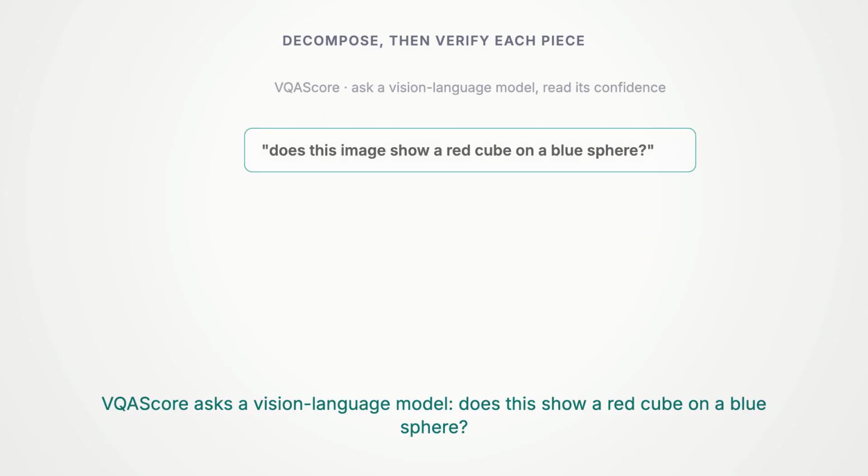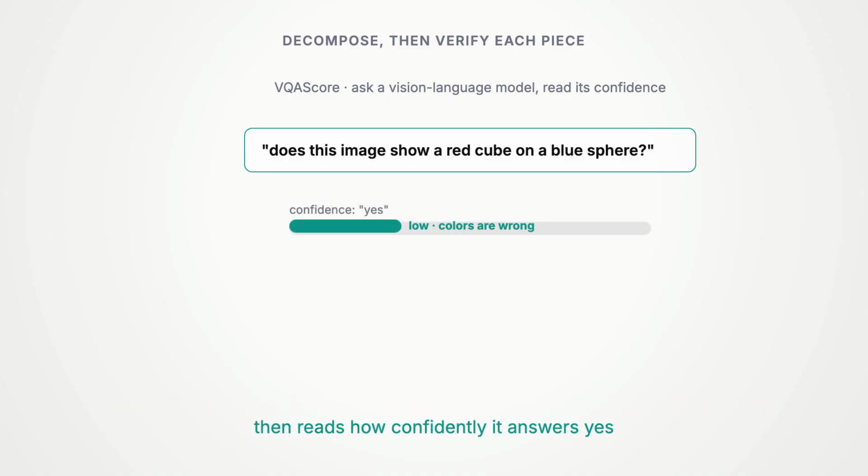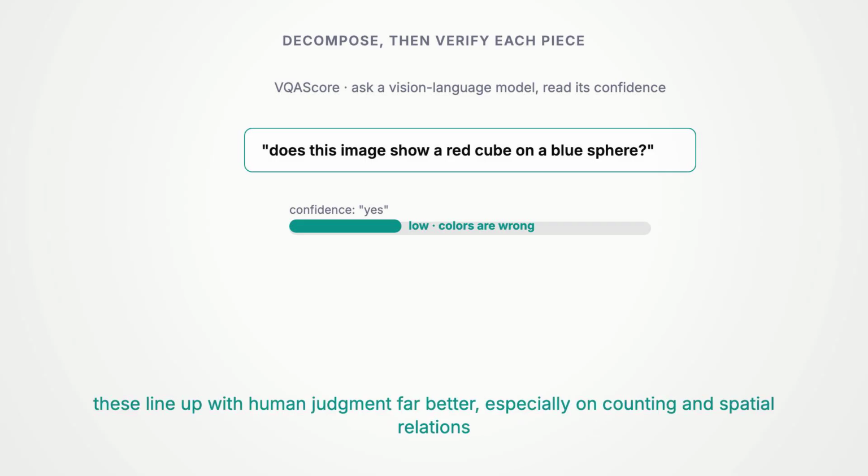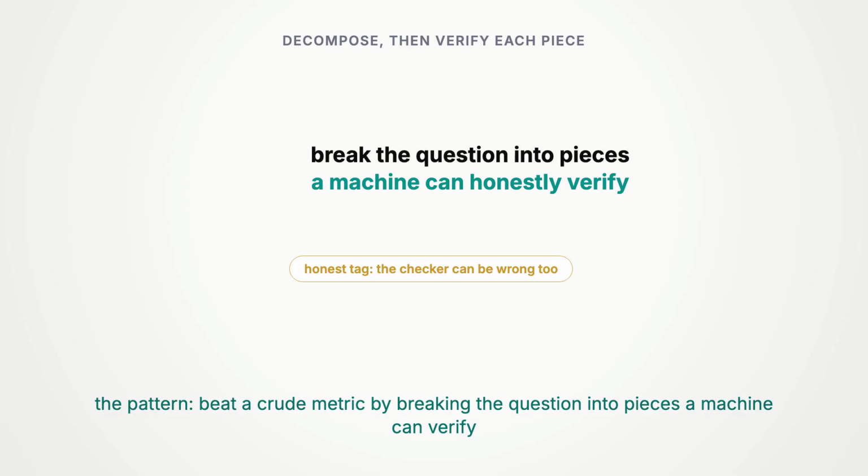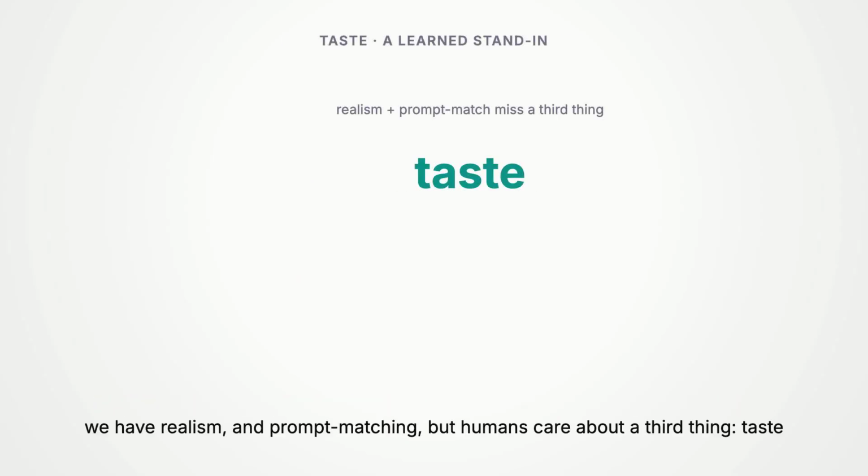Another approach, VQA score, leans on a vision language model, the kind you can ask questions about a picture, and simply asks, does this image show a red cube on a blue sphere, then reads how confidently it answers yes. These compositional checks line up with human judgment far better than the old bag-of-words score, especially on counting and spatial relationships. They are not perfect. The detector or the questioner can be wrong, but the lesson is the pattern. The way you beat a metric that is too crude is to break the question into pieces a machine can honestly verify.